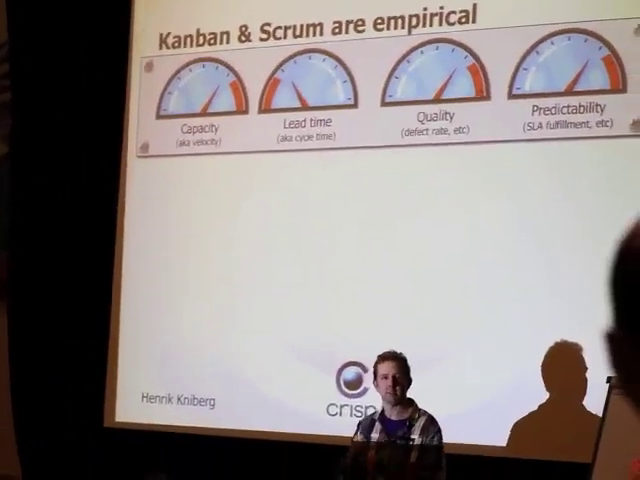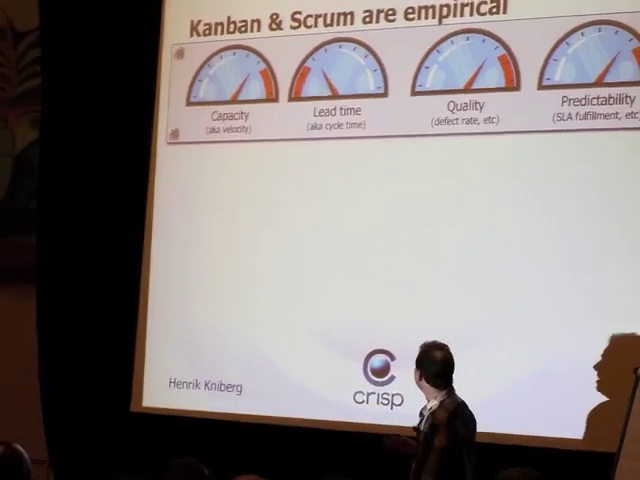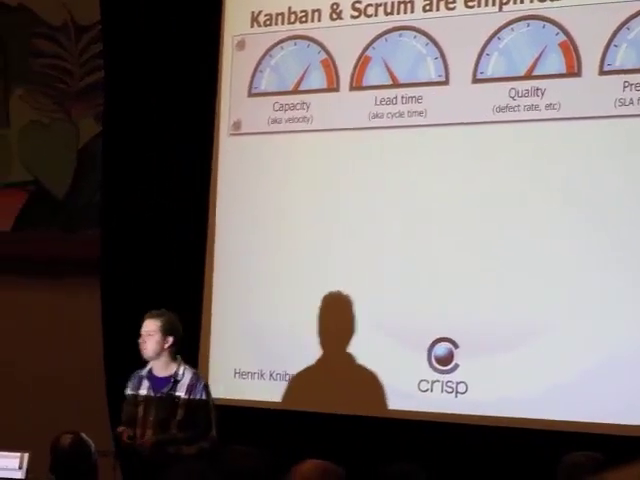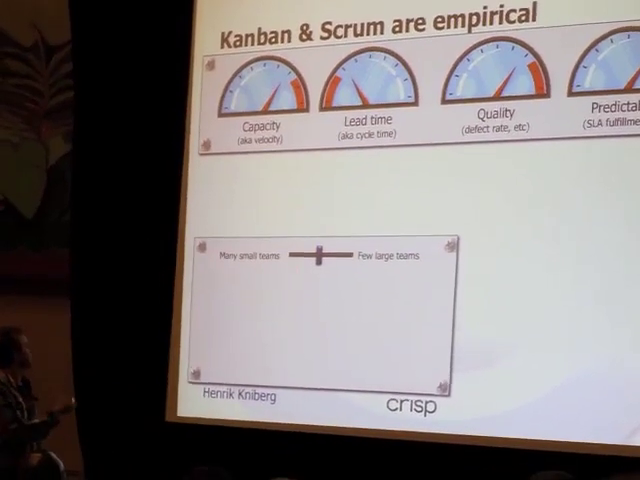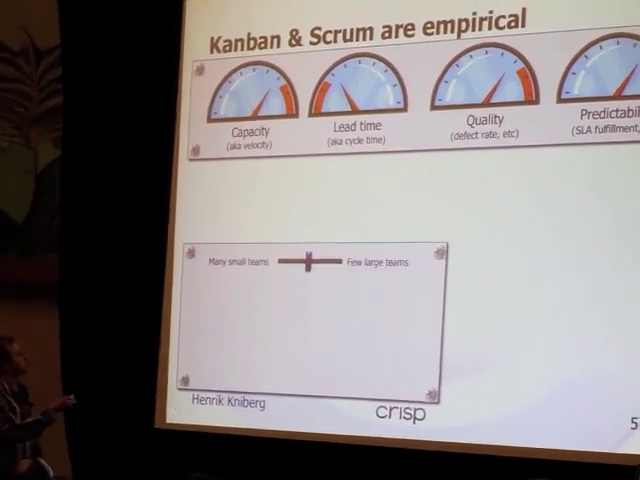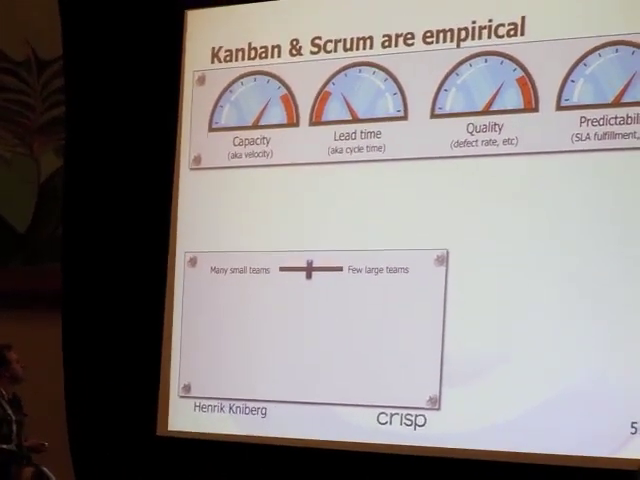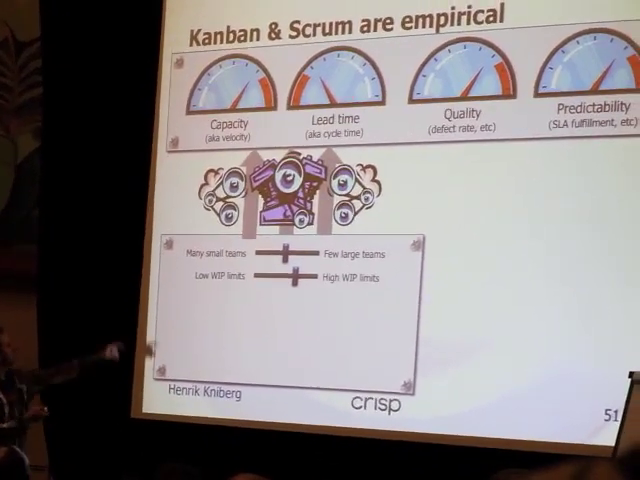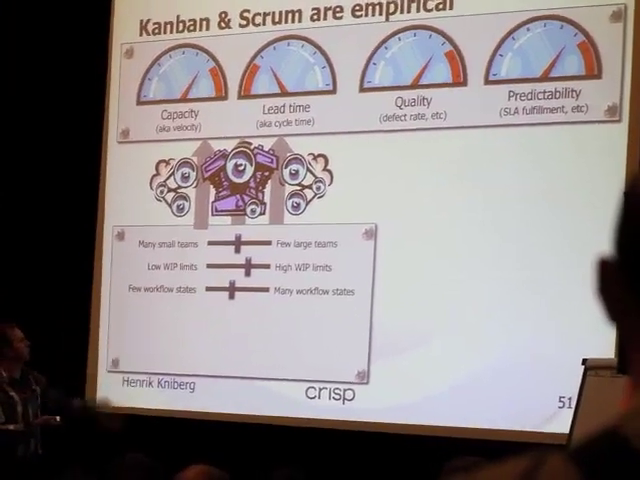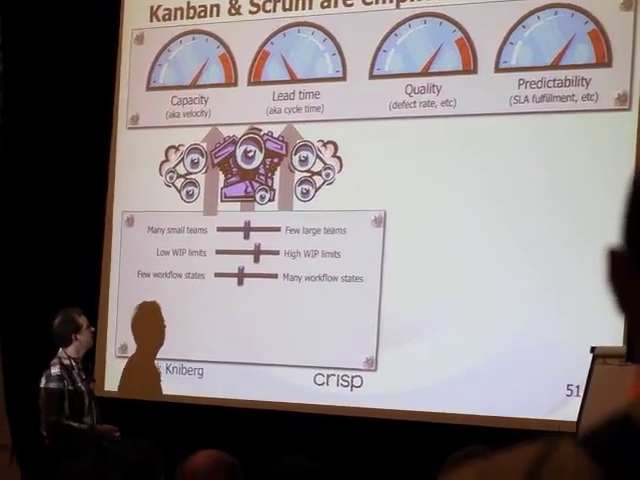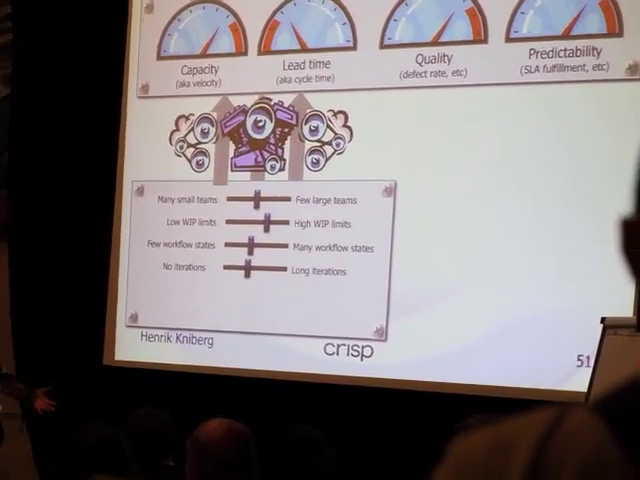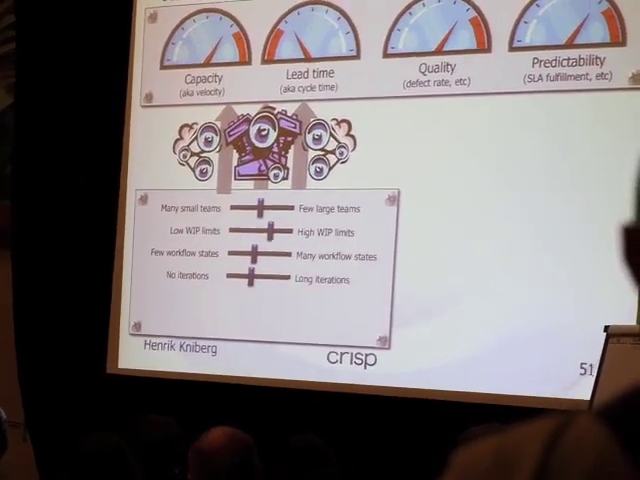Configured my process. Okay, done. No knobs, sorry. So we have to pull other knobs, or in this case, sliders, right? Many small teams or a few large teams, or a few small teams. And low WIP limits, high WIP limits, few workflow states, columns on the board, or many, etc., etc. You know, no iterations, short iterations, long iterations. Experiment and see what happens.